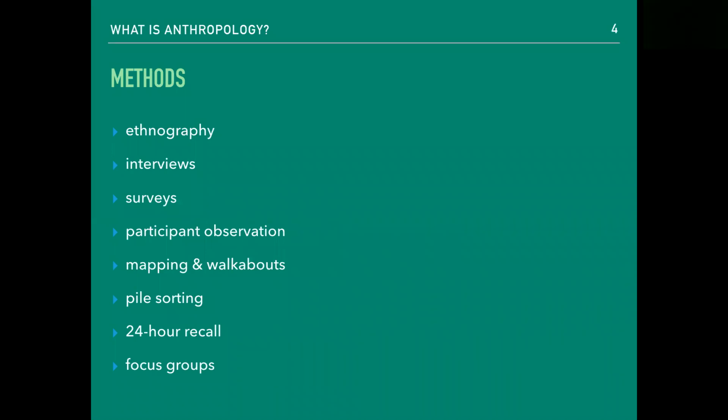Anthropologists utilize various methods. I'm going to be talking about some specific ones that I've listed here: ethnography, interviews, surveys, participant observation, mapping and walkabouts, pile sorting, 24-hour recall, or focus groups. My fourth skill session is about interviews, where I talk about different ways you can interact with your project partner to ask better questions and get the information that you want. Today I'm going to go through what ethnography and participant observation are.